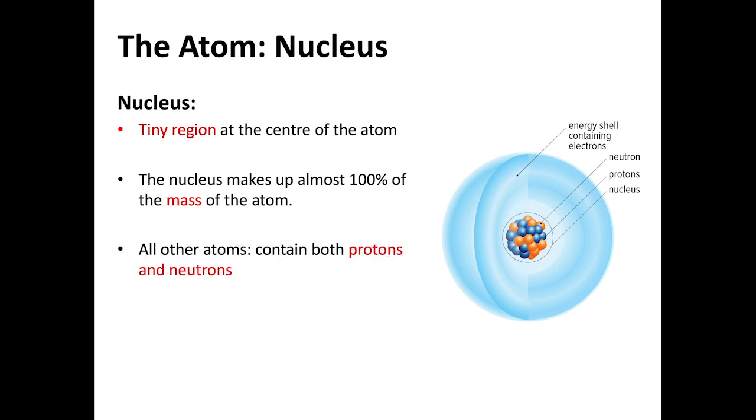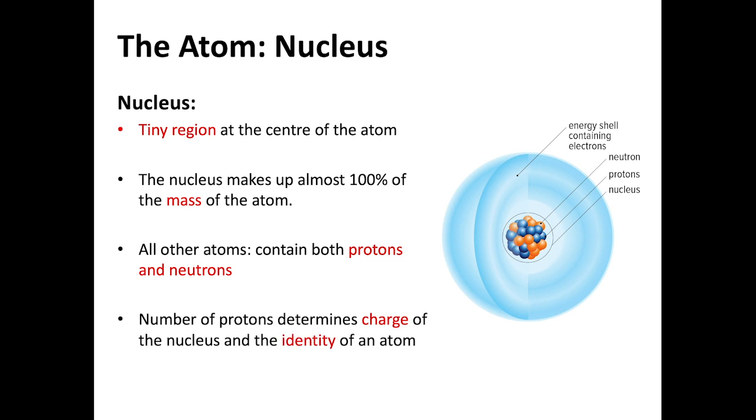The nucleus contains protons and neutrons. Atoms contain both protons and neutrons, and they have different amounts of protons and neutrons depending on what element they are. And I'll show you how to look at the periodic table so you can understand how you would know that.